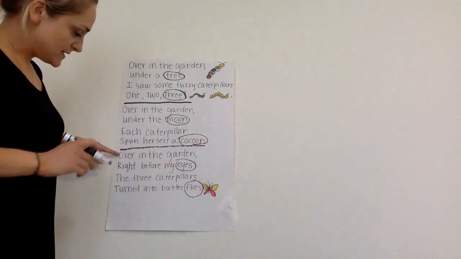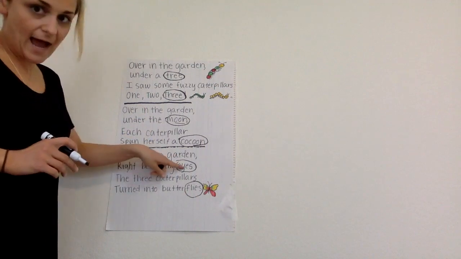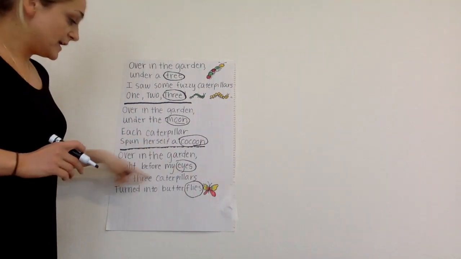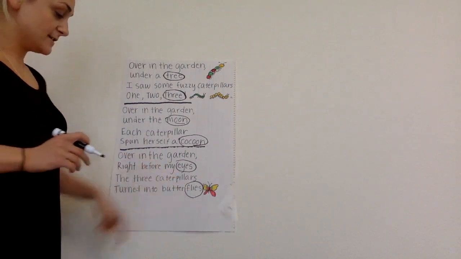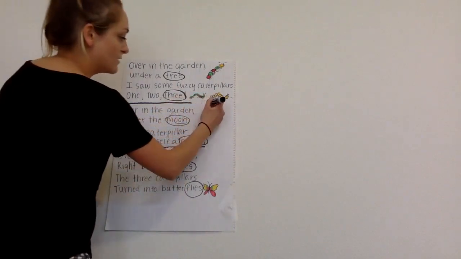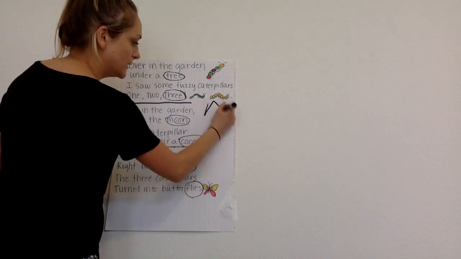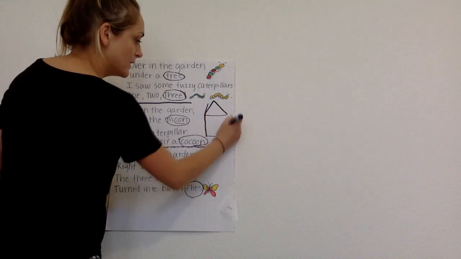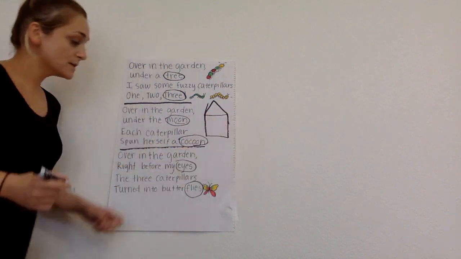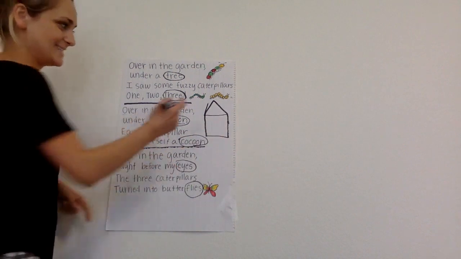So this section says, over in the garden, right before my eyes, the 3 caterpillars turned into butterflies. So I will make my word family house right up here. Make it a little bigger. And I know the top of my house is going to have the ending of eyes.